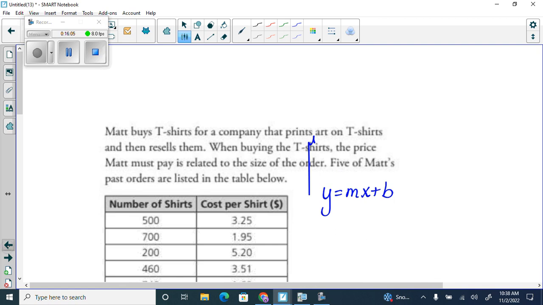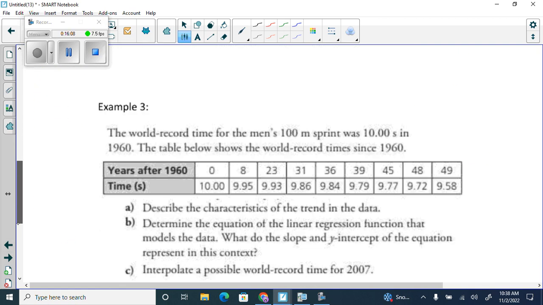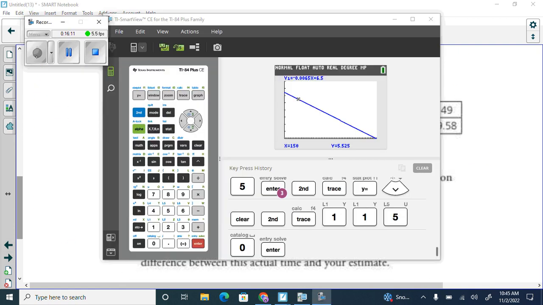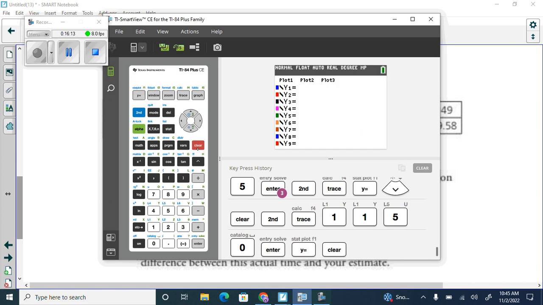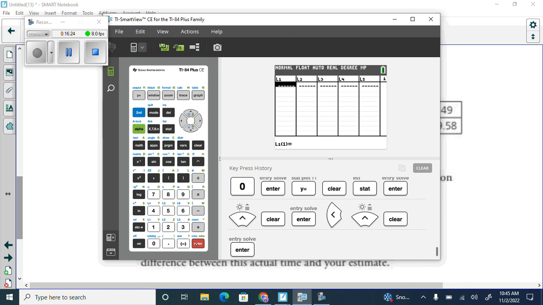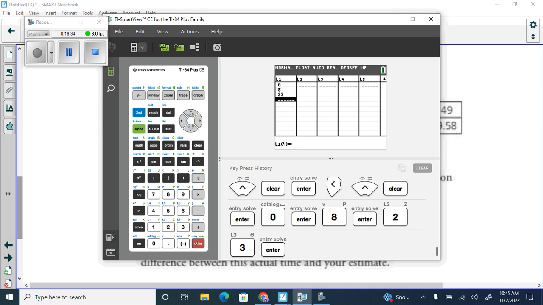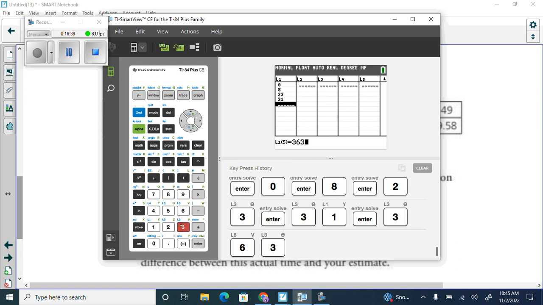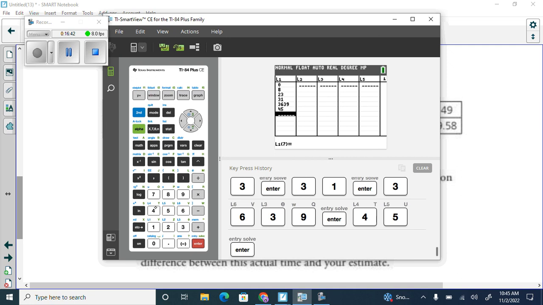Clear out your Y's. Clear them right out and your list. Don't delete them. Okay. So stat, edit, clear list. Remember, this was the question about after 1960, the world record of men's 100-meter sprint. So we have 0, which would be 1968, and then 1983. 31, 36, 39, 45, 38.